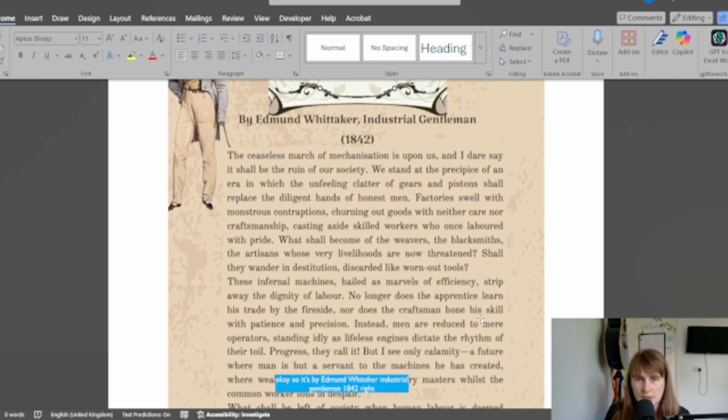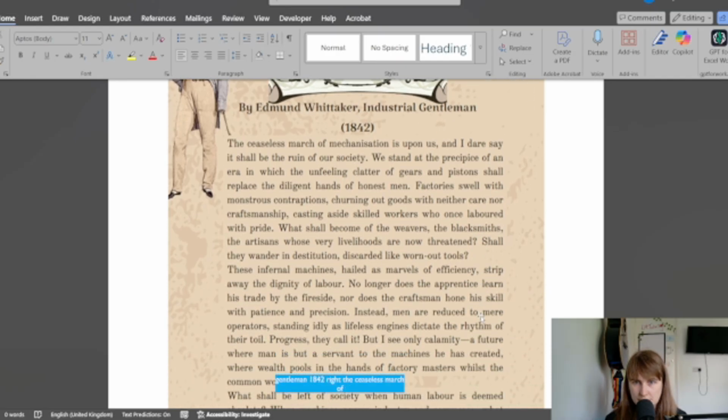The ceaseless march of mechanisation is upon us, and I dare say it shall be the ruin of our society. We stand at the precipice of an era in which the unfeeling clatter of gears and pistons shall replace the diligent hands of honest men. Factories swell with monstrous contraptions, churning out goods with neither care nor craftsmanship, casting aside skilled workers who once laboured with pride. What shall become of the weavers, the blacksmiths, the artisans, whose very livelihoods are now threatened? Shall they wander in destitution, discarded like worn-out tools?